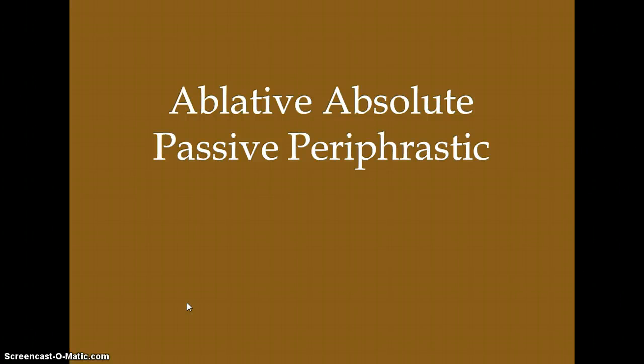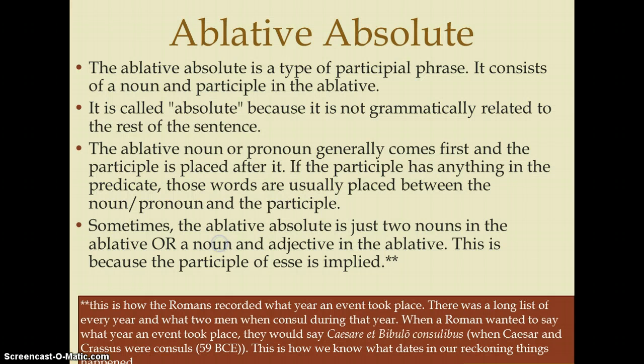Okay, ladies, so we are going to learn today about the ablative absolute and the passive periphrastic. This is from chapter 24 in Wheelock, so you can follow along in Wheelock as well. Now, both the ablative absolute and the passive periphrastic are types of participial phrases, or maybe a better definition is that they use the participles in order to form, okay?